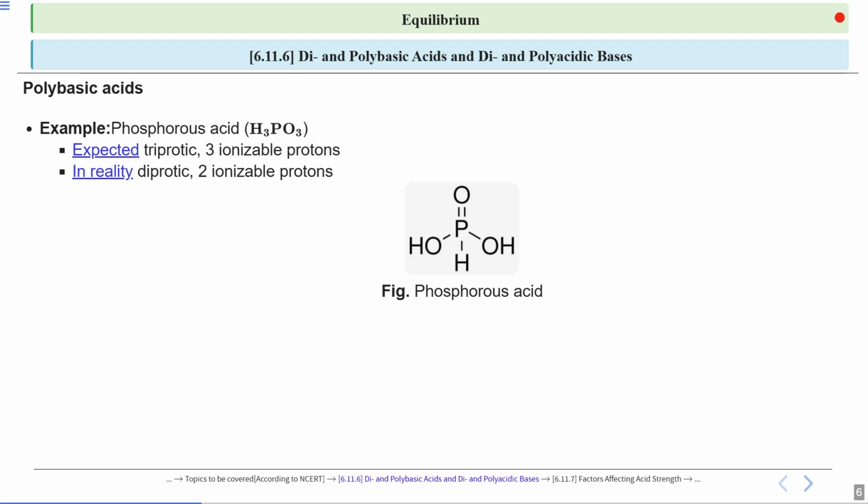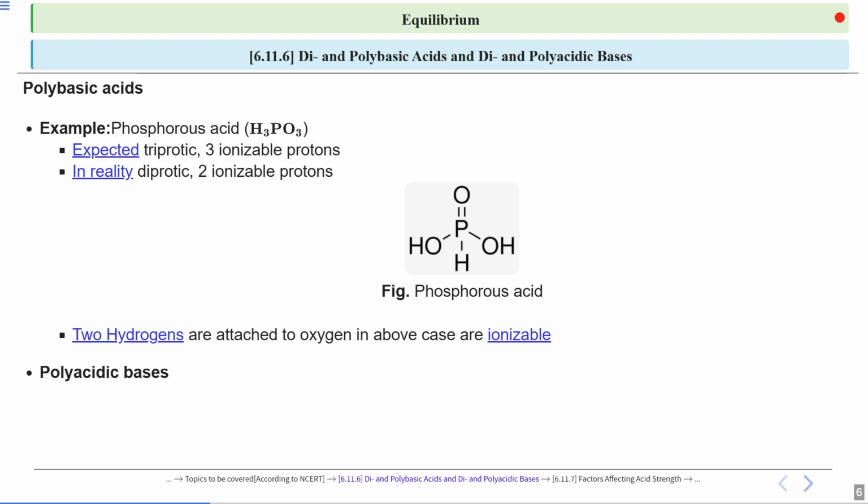And what is the reason behind it? Just look at the structure. What can you see in the structure? You can see that only two hydrogens are attached directly to oxygen. The third hydrogen is not attached to oxygen; instead, it is attached to phosphorus. And that is the reason H3PO3 has only two ionizable hydrogens. Got it? So it is very important to decide the basicity of a given acid, and that can only be done by drawing the proper structure. Got it?